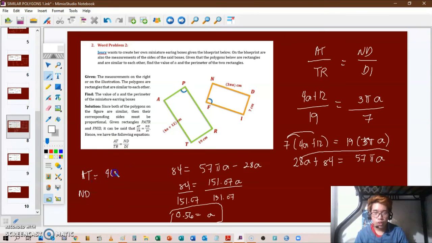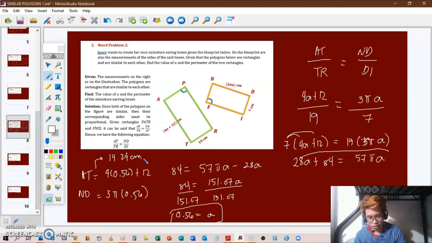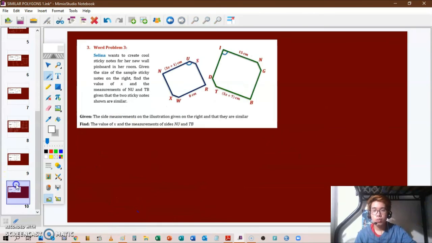So to solve for the value of AT and ND, AT is equal to 4 times 0.56 plus 12, and ND is going to be 3 pi times 0.56. So we have 0.56 times 4 plus 12. So the side measurement AT is equal to 14.24 centimeters. And for ND, we have 0.56 times 3 pi, so that's going to be equal to 5.28 centimeters. Okay, good. So let's proceed to the next one.